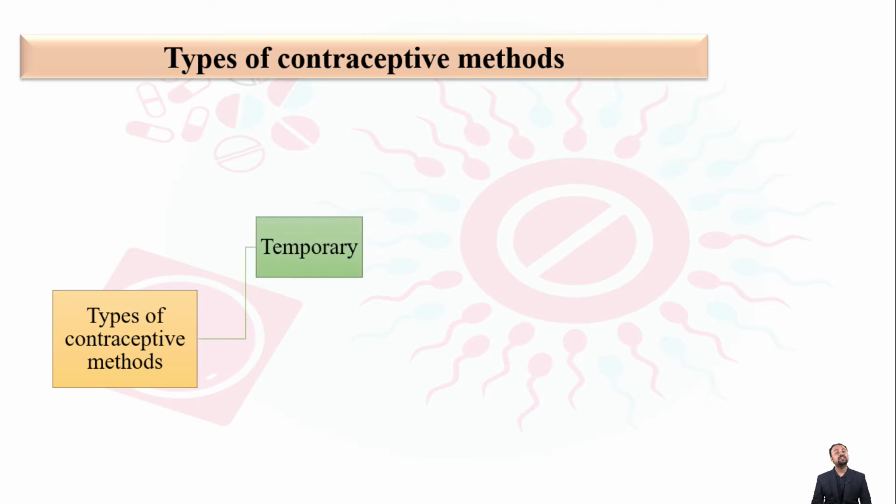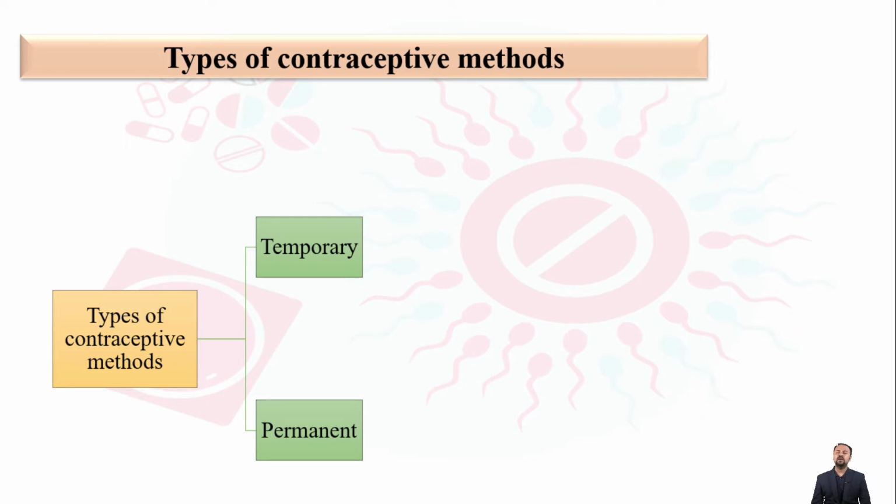Now students, contraceptive methods are mainly divided into two types or two parts. We have the temporary methods and the permanent methods. As the name is suggesting students, the temporary methods are for temporary use and the effect of these contraceptives is not forever, it is not lifelong and it can be reversed.